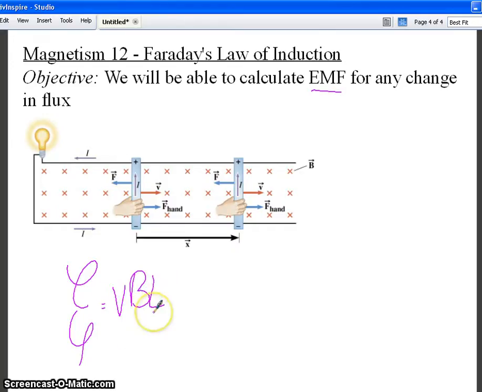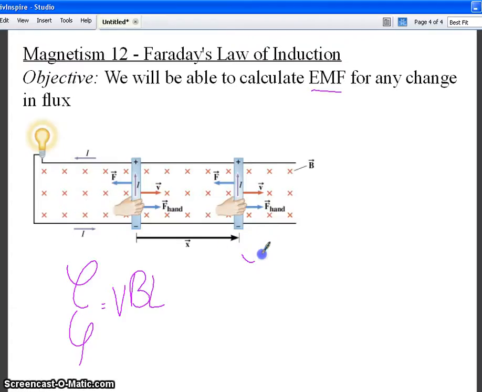This being based on the length of the rod, the magnetic field, and the velocity of the rod in the magnetic field. So this is a very specific situation where we are changing the amount of field lines in a magnetic field. So we're going to go to Faraday's law now, and we're going to expand on this idea a little bit. And Faraday's law is very simple.